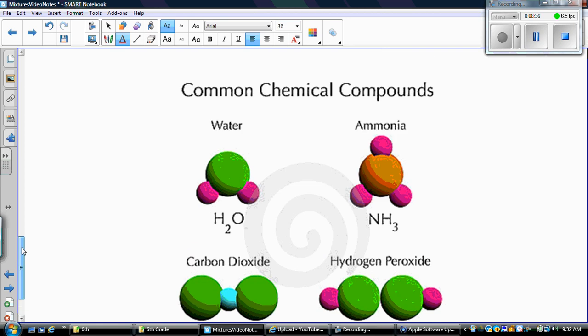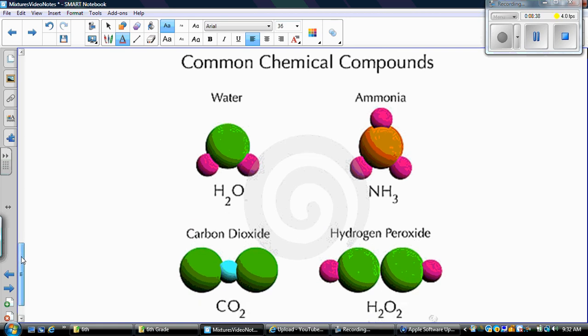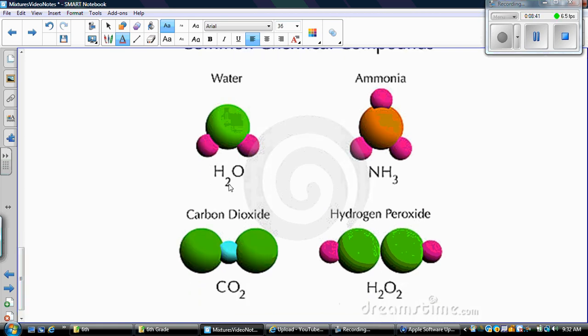Okay, so some common chemical compounds: water, H2O. Fixed proportions: 2 atoms of hydrogen, 1 atom of oxygen. Ammonia, 1 atom of nitrogen bonds with 3 atoms of hydrogen. That's fixed proportions. Carbon dioxide, 1 atom of carbon, 2 atoms of oxygen. Hydrogen peroxide, 2 hydrogens, 2 oxygens. These are fixed proportions. They will always bond this way to make that compound.